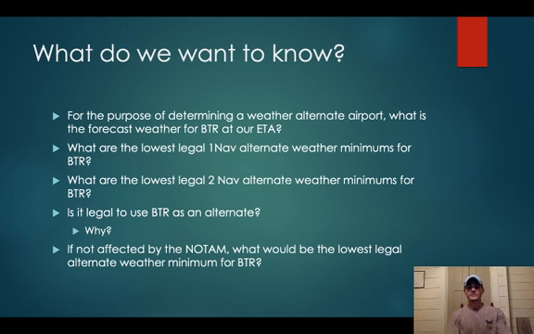The first question says, for the purpose of determining a weather alternate airport, what is the forecast weather for Baton Rouge at our ETA? And we know our ETA is 1800 or 6 o'clock local time. Question 2 says, what are the lowest legal 1nav alternate weather minimums for Baton Rouge? And if those 1nav minimums don't check out, then we're going to have to use the lowest legal 2nav alternate weather minimums for Baton Rouge. Question number 4 says, is it legal to use Baton Rouge as an alternate? Why or why not? And question 5 says, if not affected by the NOTAM, what would be the lowest legal alternate weather minimum for Baton Rouge?